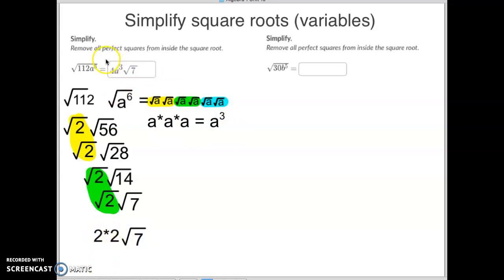Now, to combine this little term here and this term up here, here's how we'd write that. 2 times 2 is 4. I have the a to the third. Those are the ones on the outside of the square root. And then the only thing left inside the square root is the square root of 7. Hopefully it makes sense. Well, let's do one more just to make sure.